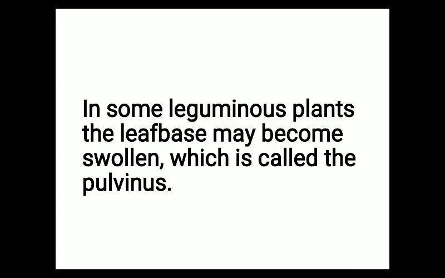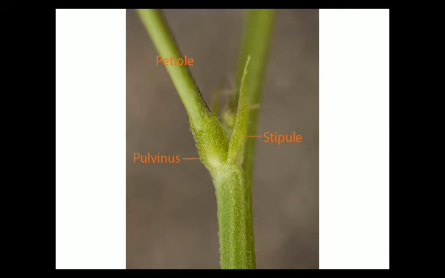Now, in some leguminous plants, the leaf base may become swollen, which is called the pulvinus. What is the meaning of leguminous plant? Plants from the pulses family are termed leguminous plants, and the touch-me-not plant is also a leguminous plant. They possess a specialized structure called the pulvinus. The pulvinus is actually the swollen leaf base. The leaf base becomes swollen, and that swollen leaf base is known as the pulvinus. In this diagram it is clear: this swollen leaf base is known as the pulvinus.